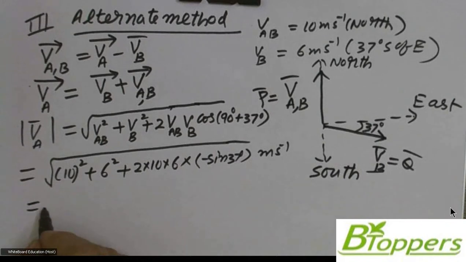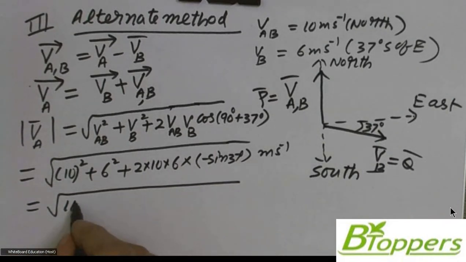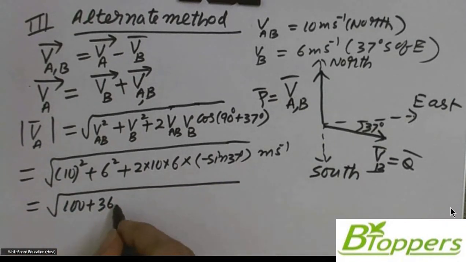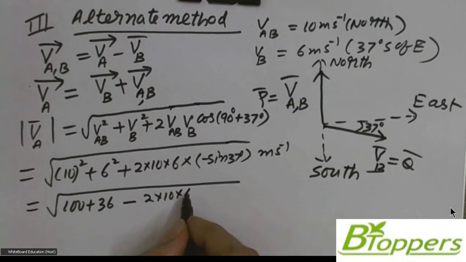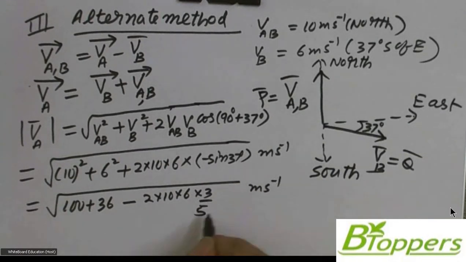So this will be under root of 100 plus 36 minus 2 into 10 into 6 into sin 37 degrees, which is 3 by 5. You can simplify this completely yourself. That comes out to be 8 meters per second.